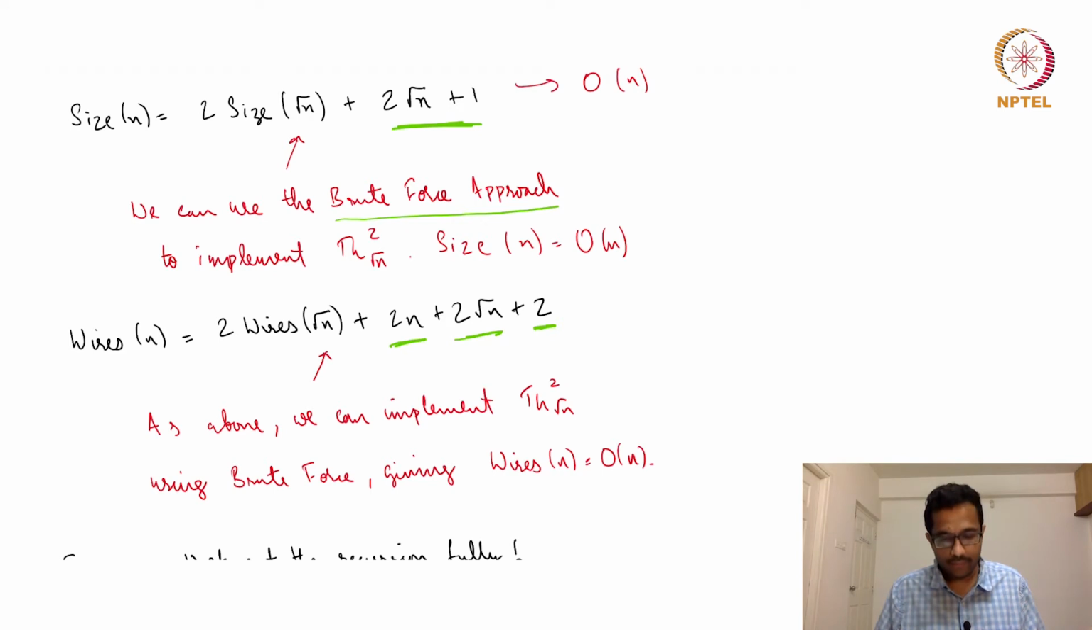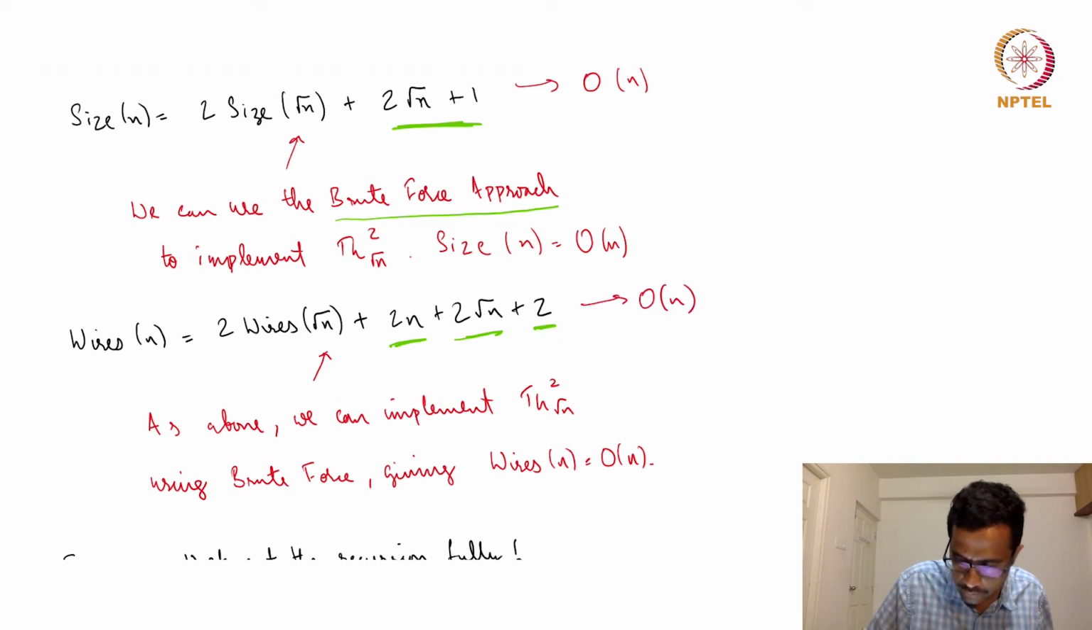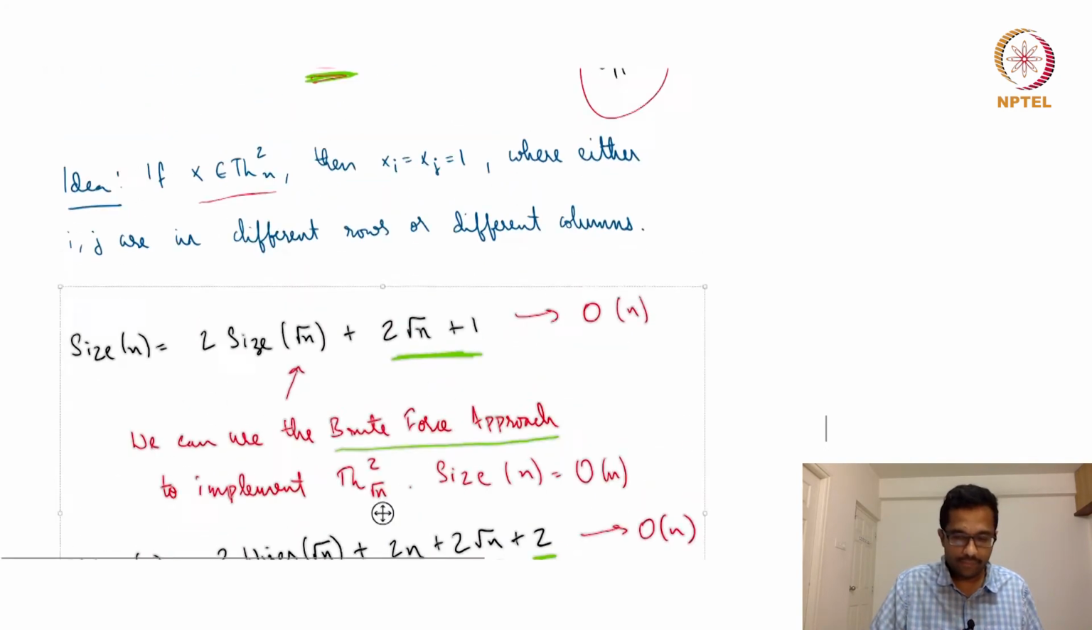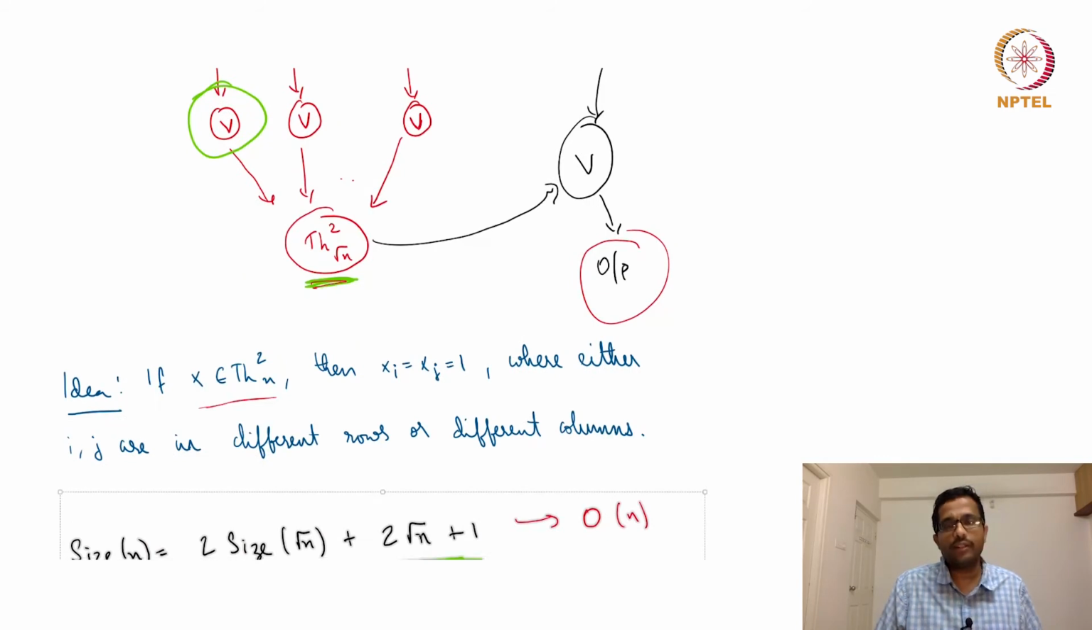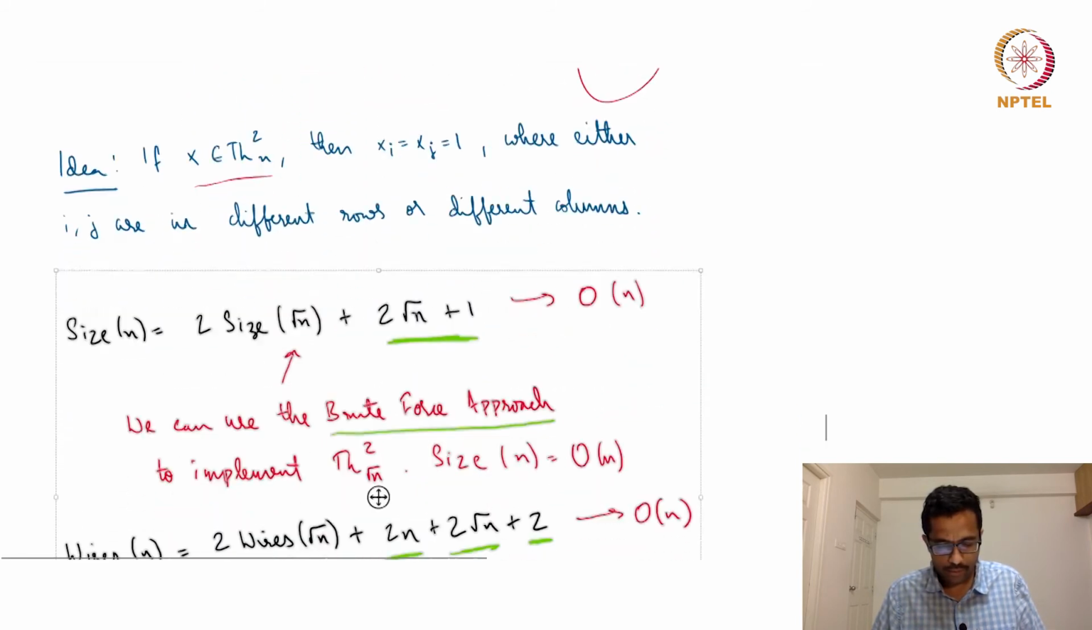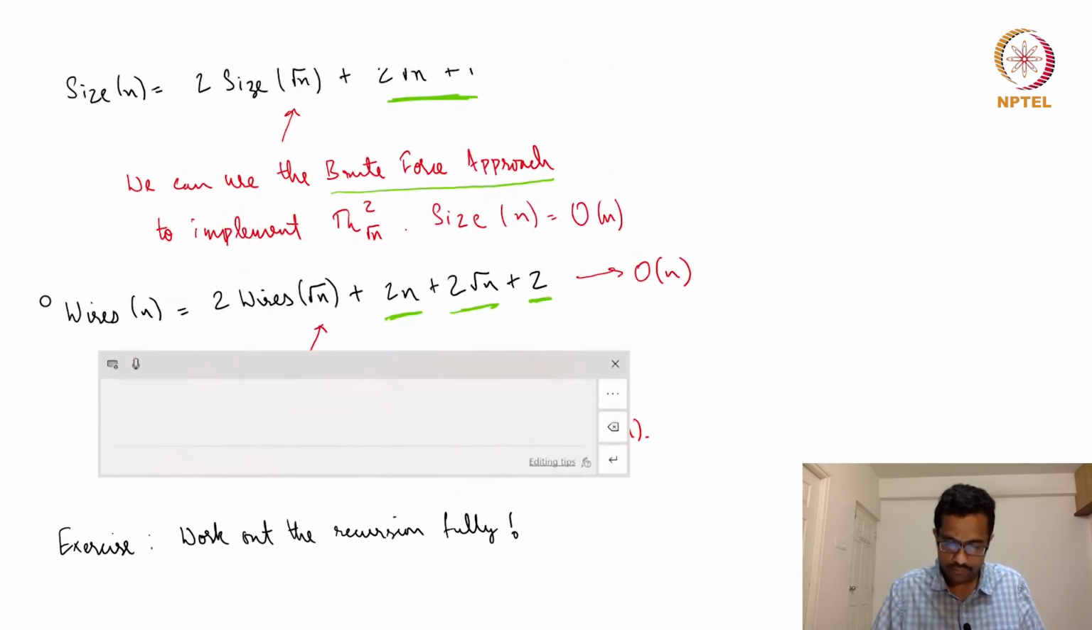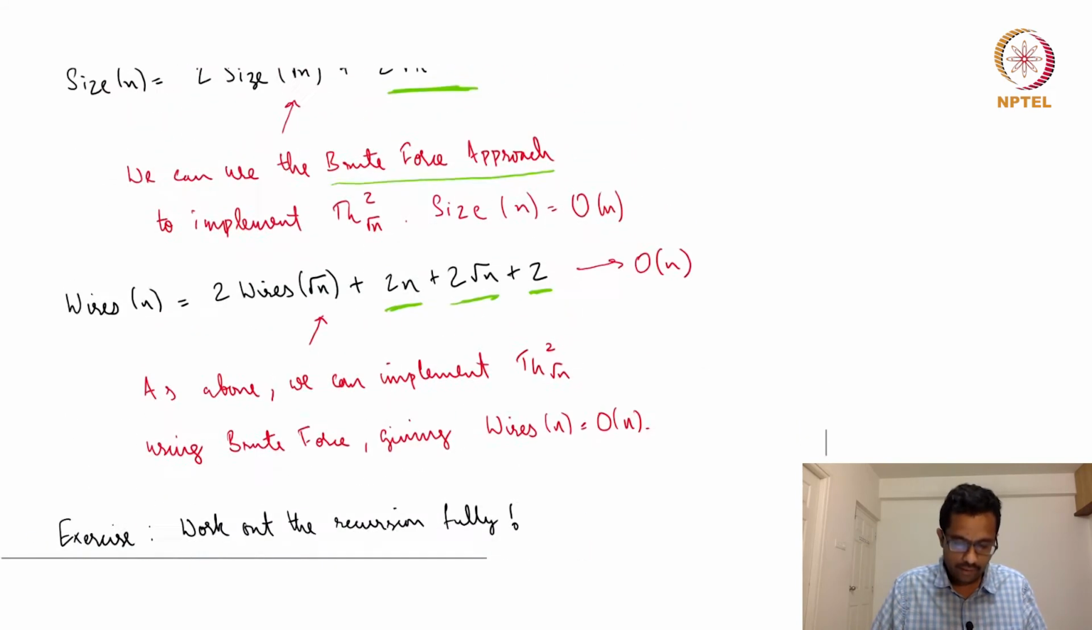However, just like in the case of size, you don't need to do that, because even if you use the brute force approach to realize the threshold 2 function on square root n inputs, even then the number of wires will be linear or order n, because it is on square root n inputs, so square of that will be order n. So overall you will get this also order n, even if you use the brute force approach for implementing the threshold 2 circuit on square root n inputs. You don't need a recursive approach, but you can calculate what happens when you try the recursive approach, right?